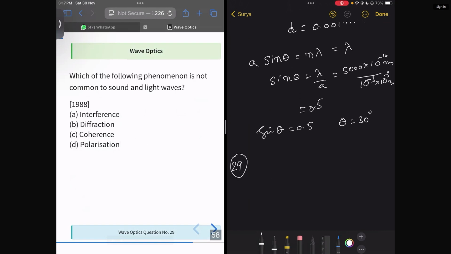29th question. Which of the following phenomena is not common to sound and light waves? Sound waves cannot be polarized, they are longitudinal. Light waves can be polarized, they are transverse.